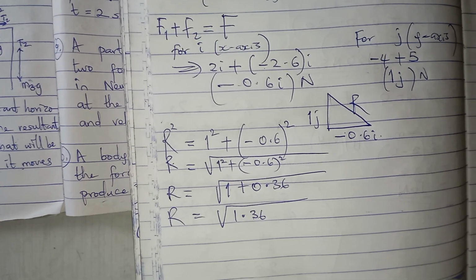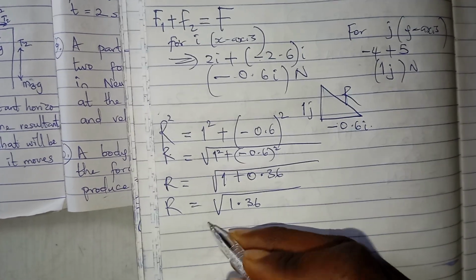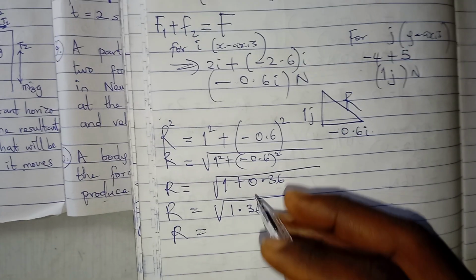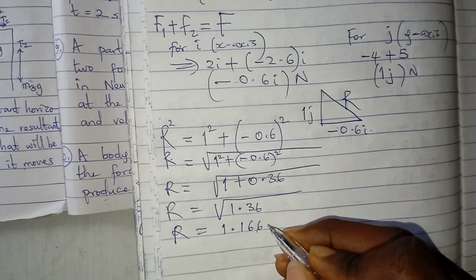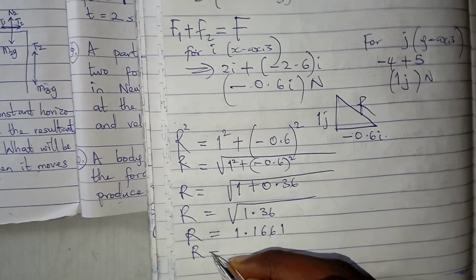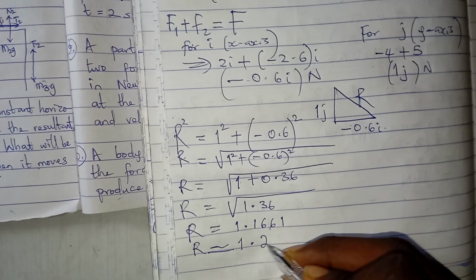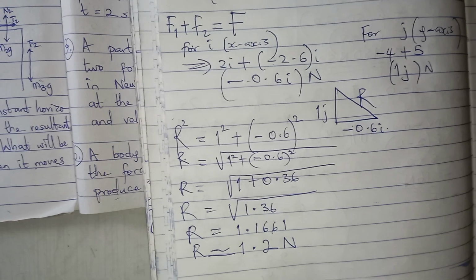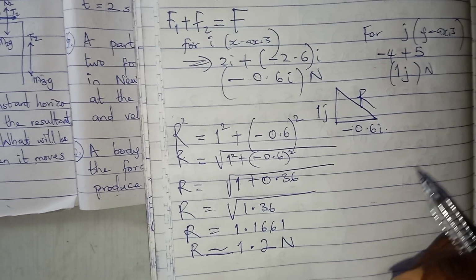So root of 1.36 gives me invariably 1, but let's just write it the way we have it. R equals 1.1661, and this means that R is approximately 1.2 Newton. Are you seeing it? It means that R is approximately 1.2 Newton.